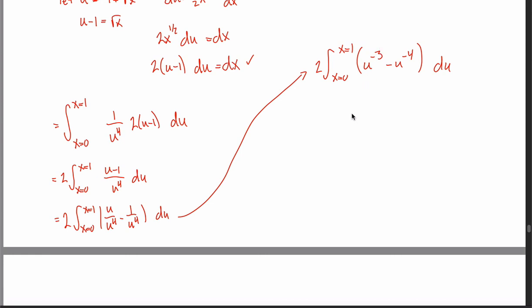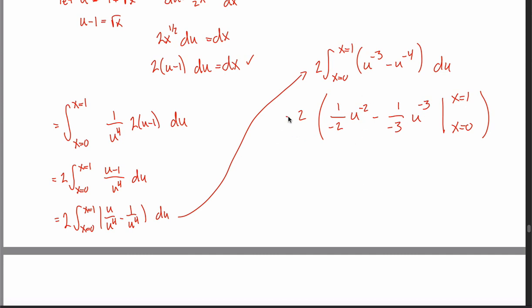Antiderivative here, first I add 1 to the exponent. So that becomes u to the negative 2 power. But then I'm not done. I have to multiply by the reciprocal of that. Similarly, over here, I add 1 to the exponent, but then I'm not done. I have to multiply by the reciprocal of that new exponent. I'm going to evaluate that from x equals 0 to x equals 1. And that entire thing has to be multiplied by 2.